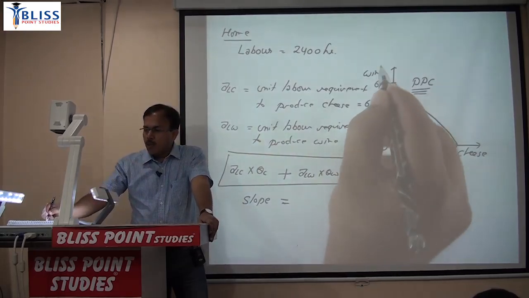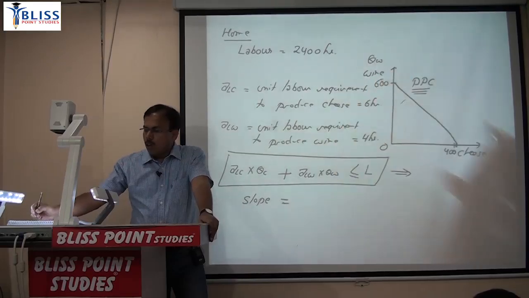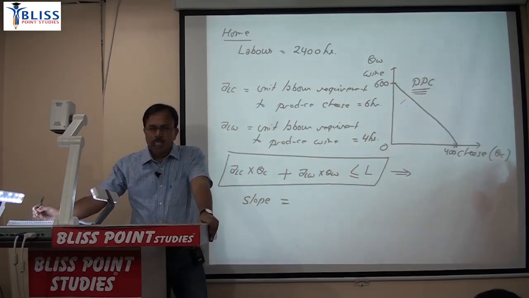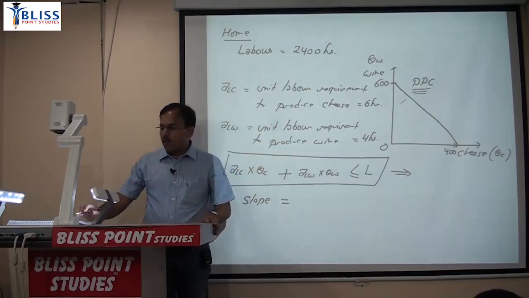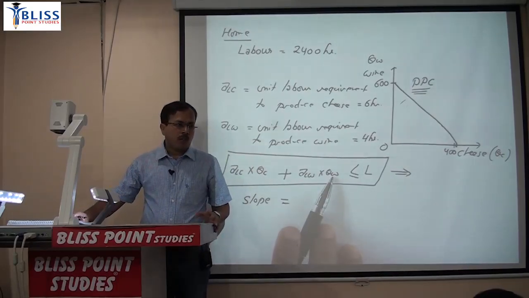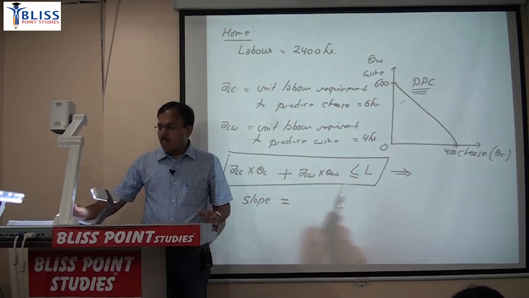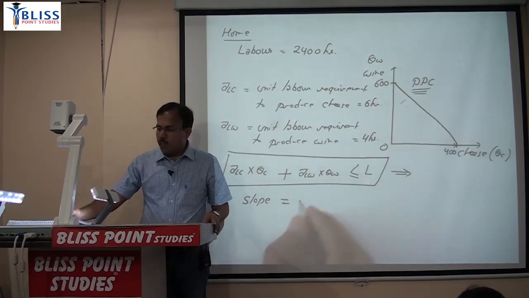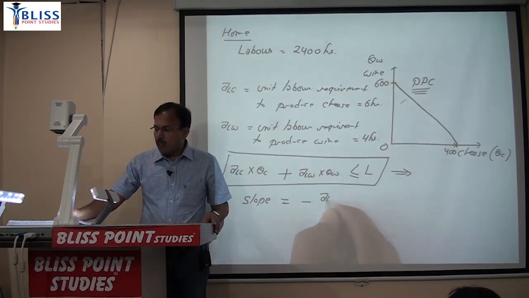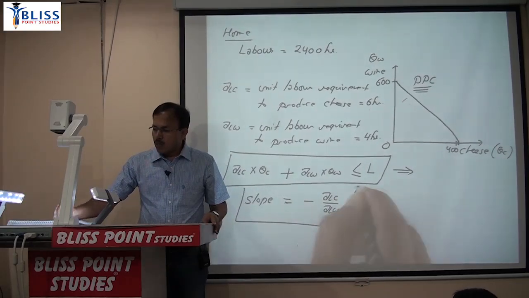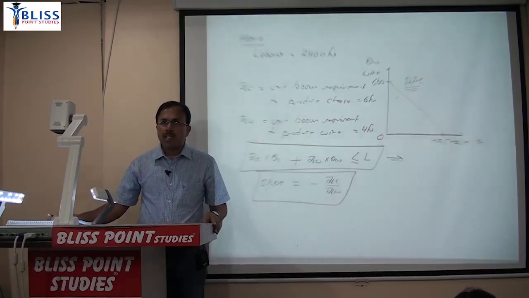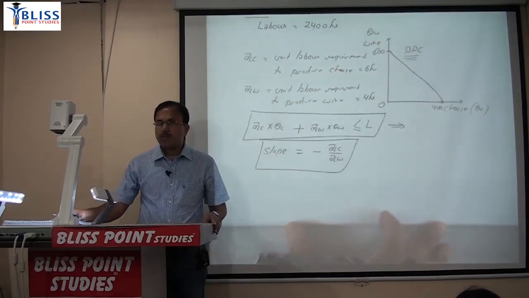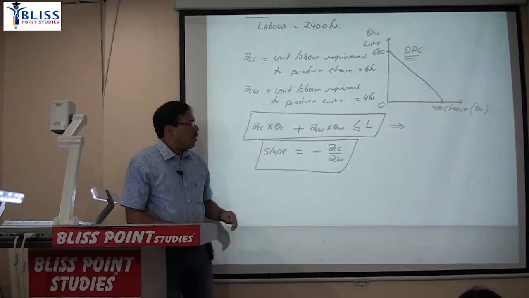तो on the vertical axis you are measuring what? QW. On the horizontal you measure QC. So you have to differentiate this equation. मतलब after solving it for QW, you have to differentiate with respect to QC. And when you differentiate, the end result will be minus ALC by ALW. So ignoring that differentiation part, you explain this. If you apply that concept, it will be this.